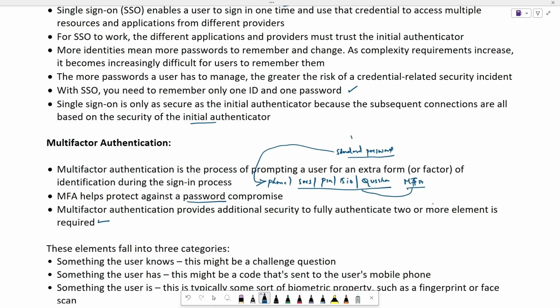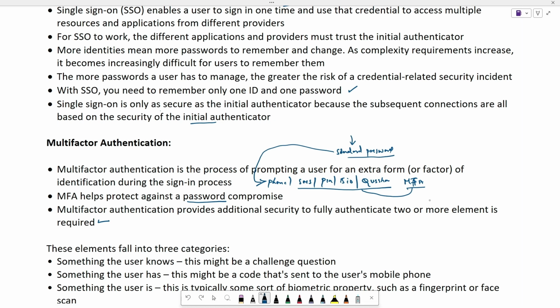Even if your standard password is hacked, just by knowing the password of a user, the hacker cannot intrude into your system. The hacker needs to know your other credential as well. So if the other credential is your phone or biometric, the hacker needs to know that as well to authenticate.